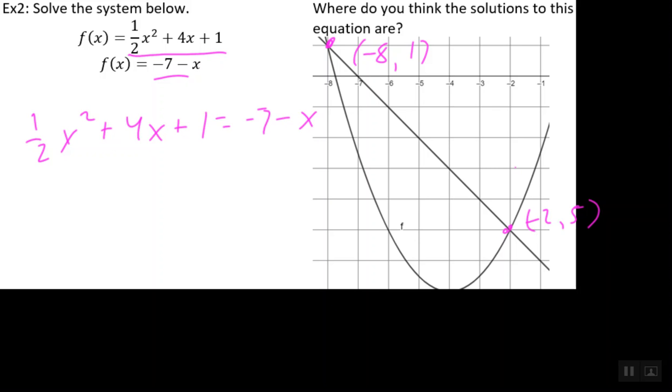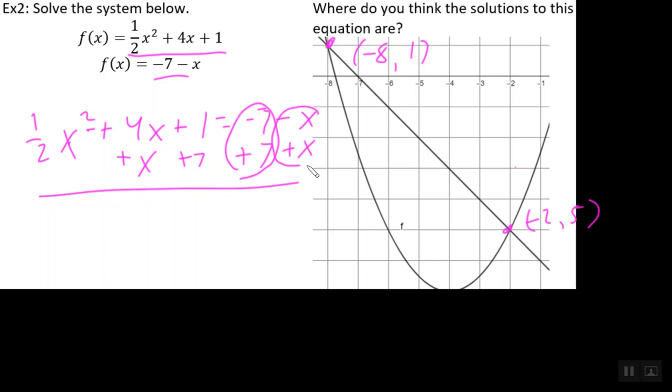Now from here, we know the highest degree is a square, so we want to set this equal to 0. It's easier to move two things rather than three things, so we can go ahead and add 7 and add 7. We can add x and we can add x. And remember, I'm simply doing the opposite. The opposite of negative 7 was plus 7. The opposite of negative x was plus x. And this allows me to zero out that right side. And now we have 1/2 x squared plus 5x plus 8.